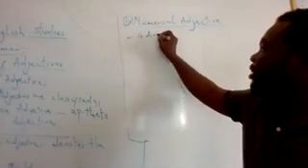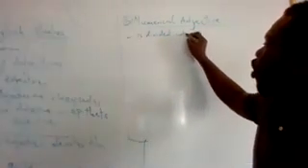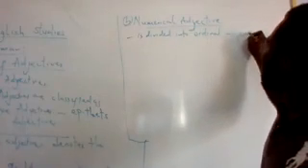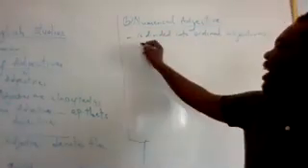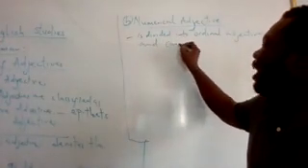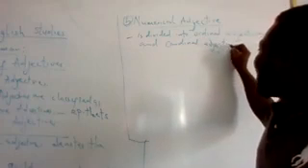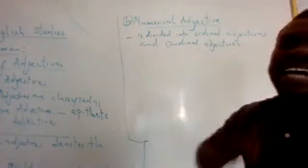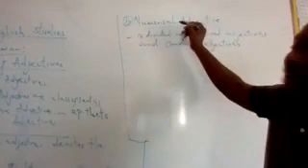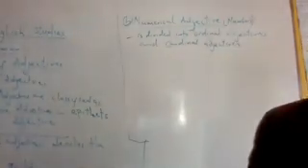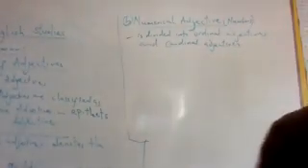So the numerical adjective is divided into ordinal adjectives and cardinal adjectives. So we have the ordinal and the what? And the cardinal. Now, as the name implies, this is what? Numerical. So it deals with what? Numbers. It has to do with numbers. Are you following me?